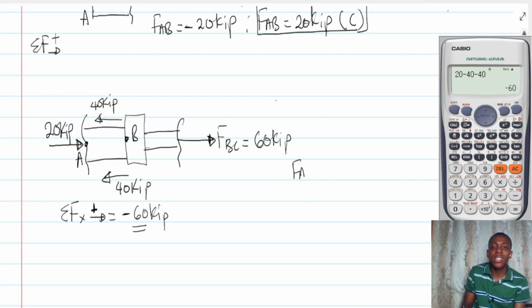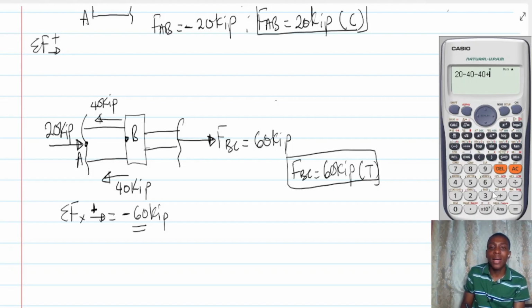This force must be 60 kip. So FBC is 60 kip, and it's a tensile force. Now, interestingly, let's try to sum the forces again. So 20 minus 40 minus 40 plus 60. What is it? 0. So it means that this portion is in equilibrium if I have FBC in the tensile force direction. So this is tensile, this is compressive.